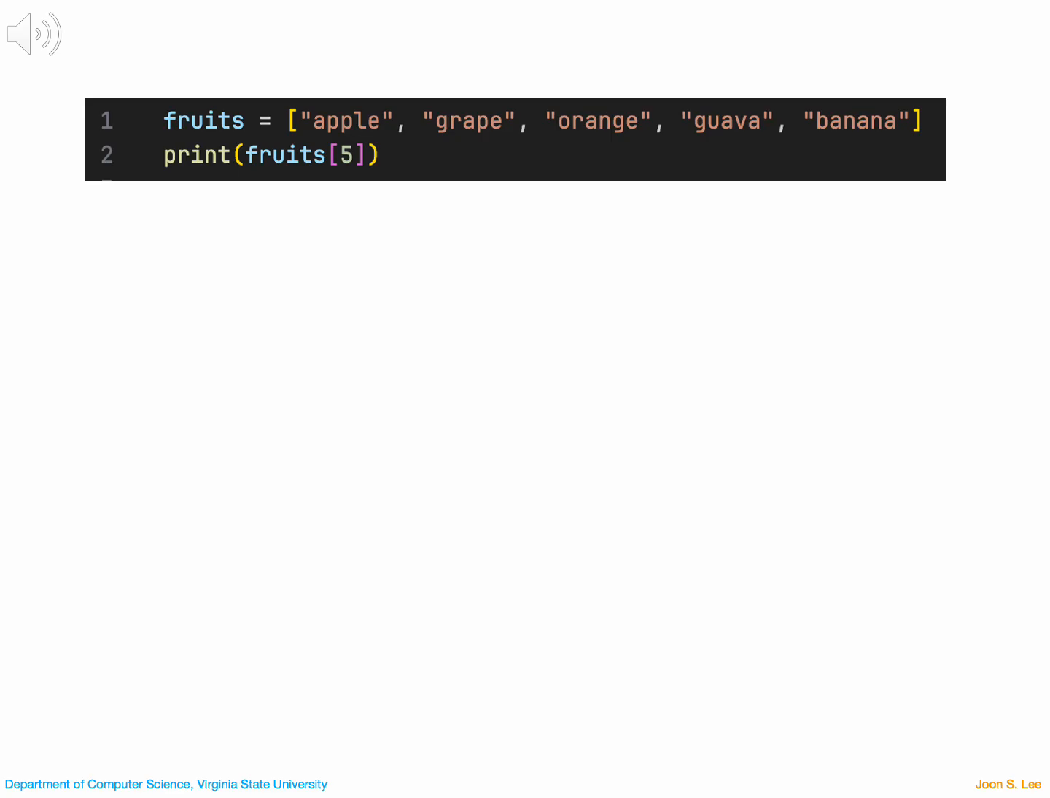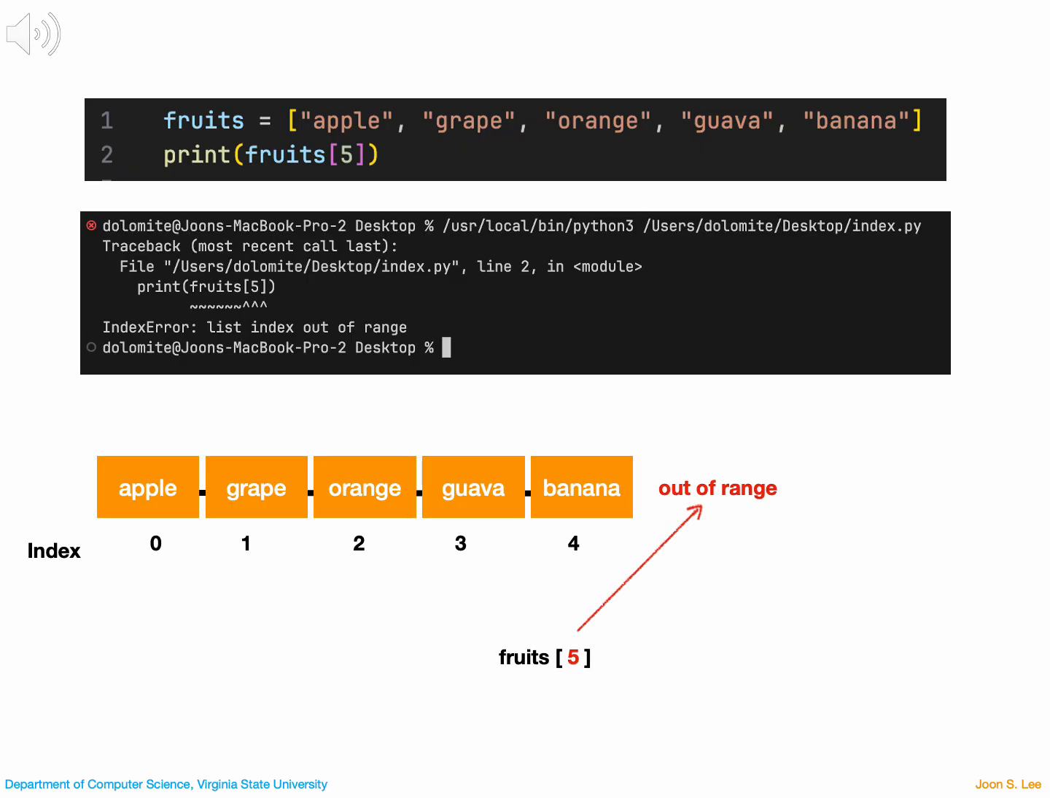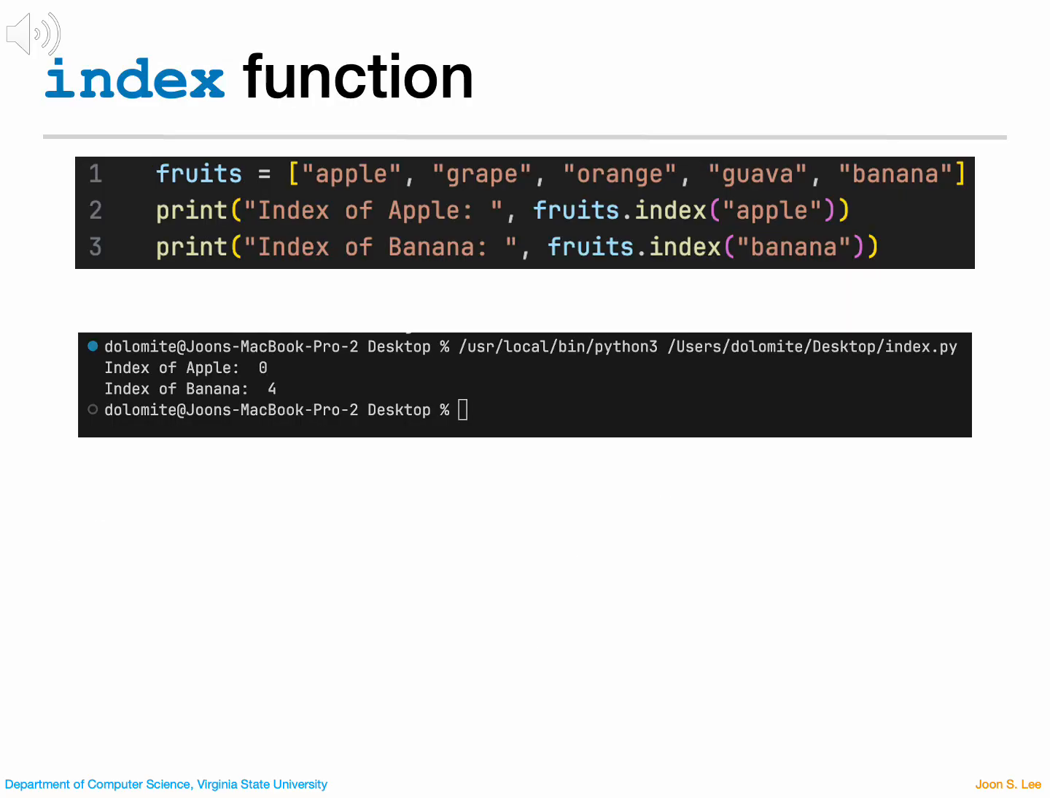Let's see what happens when we use an index that is out of range. In this example, we are trying to access fruits at index 5. However, this list only has 5 elements, and the valid indices go from 0 to 4. Since there is no element at index 5, Python raises an error called IndexError: list index out of range. This means we are trying to access a position that does not exist in the sequence. It's important to always make sure your index stays within the valid range of the sequence to avoid this type of error.